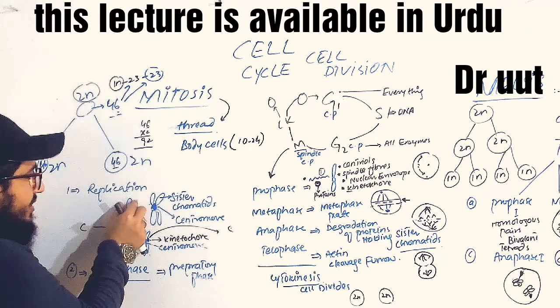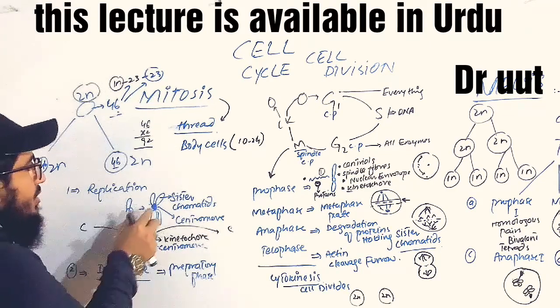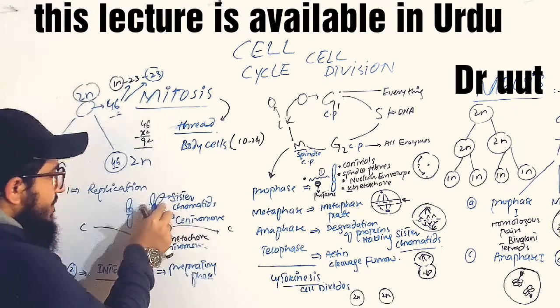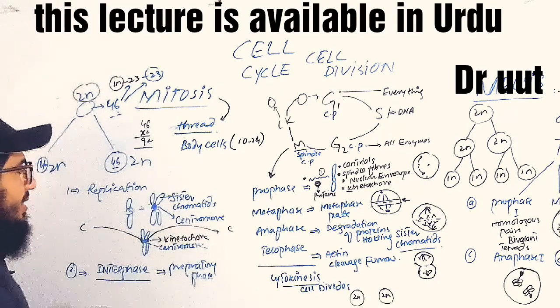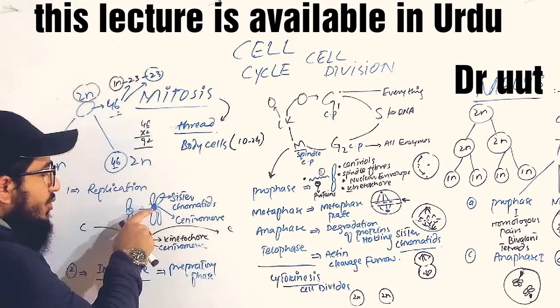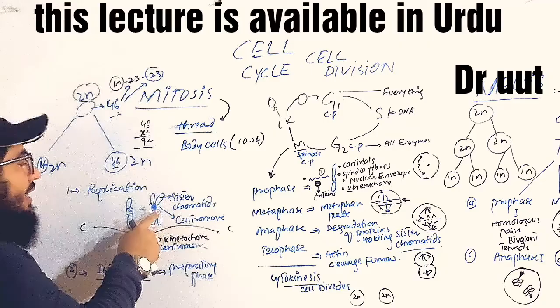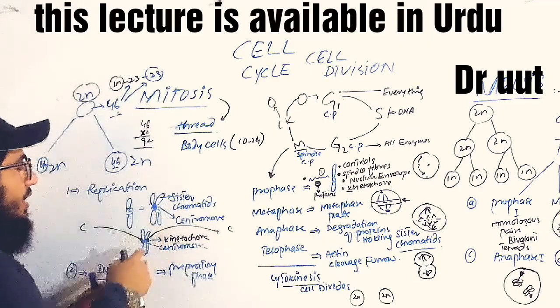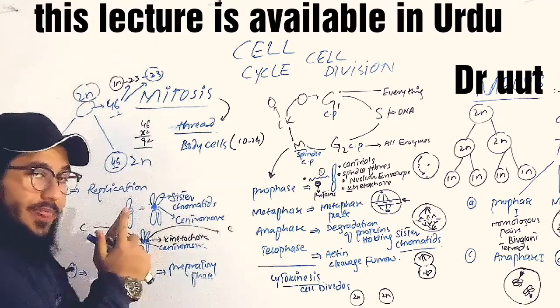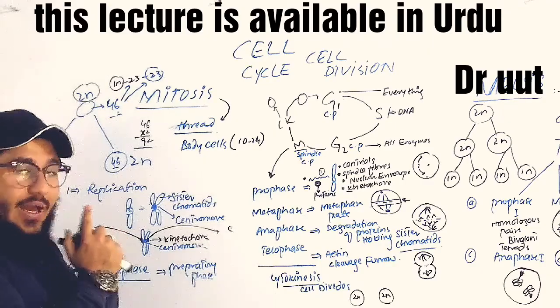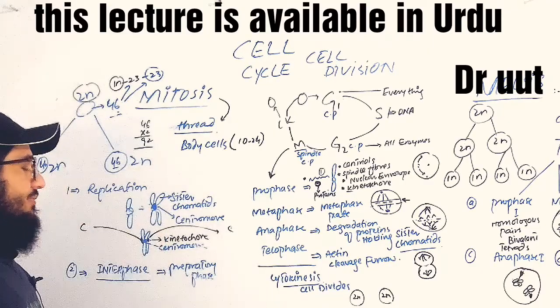Where before it was supposed to form one chromosome, now two chromosomes will be formed, and these will be held by the centromere, the center protein. It will hold the sister chromatids. This is called a sister chromatid, and this is also called a sister chromatid. These chromatids are anchored or held by a centromere.